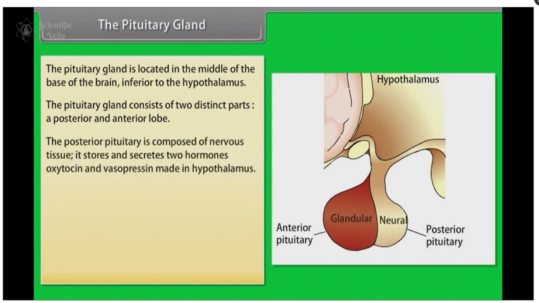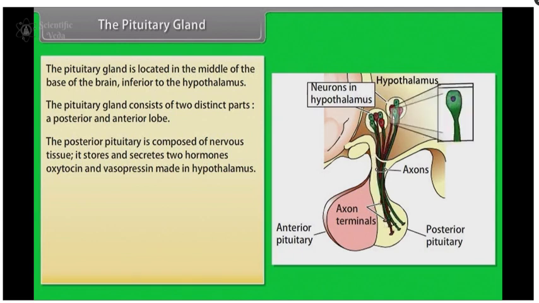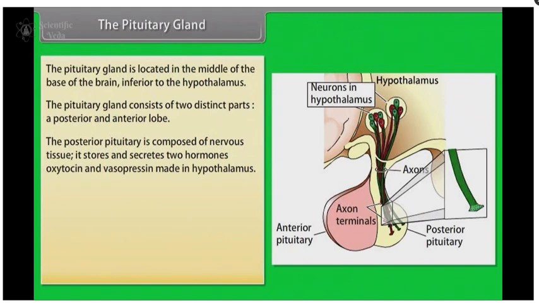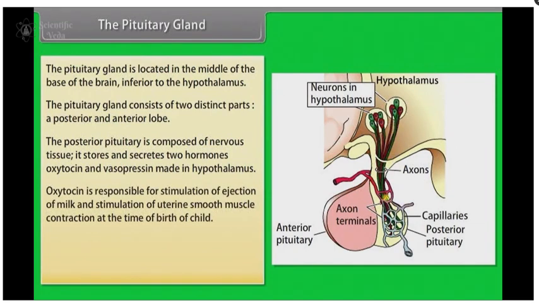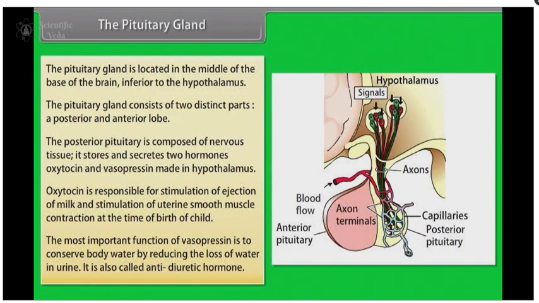The posterior pituitary is composed of nervous tissue. It stores and secretes two hormones, oxytocin and vasopressin, made in the hypothalamus. Oxytocin is responsible for stimulation of ejection of milk and stimulation of uterine smooth muscle contraction at the time of birth of a child. The most important function of vasopressin is to conserve body water by reducing the loss of water in urine. It is also called antidiuretic hormone.